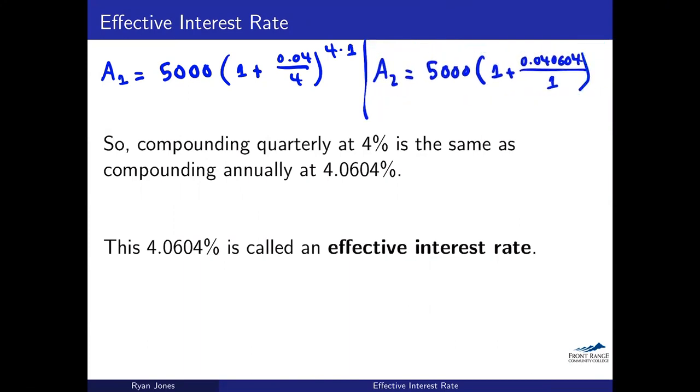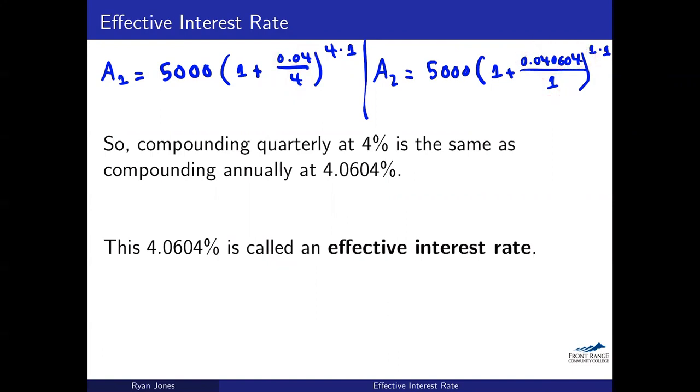Got to raise this to the 1 times 1. These two, the A1 calculation and the A2 calculation, those are the same exact thing. And we've done both of these calculations. And if again, this is confusing, plug both of these into your calculator and you'll see that in fact you do get the same exact number. You get $5,203.02. So compounding quarterly at 4% is the same as compounding annually at 4.0604%.